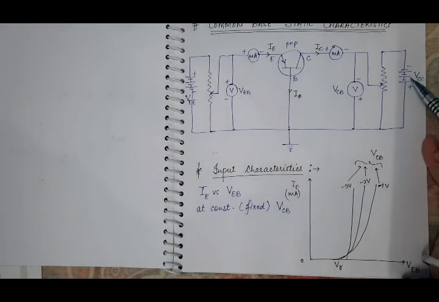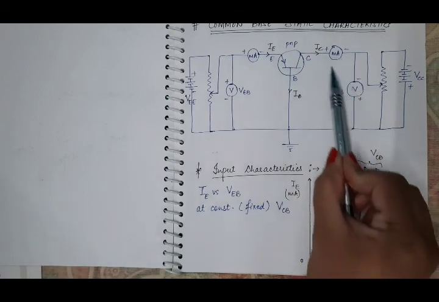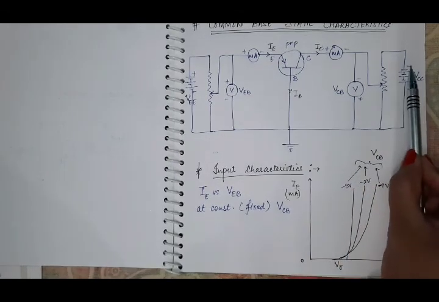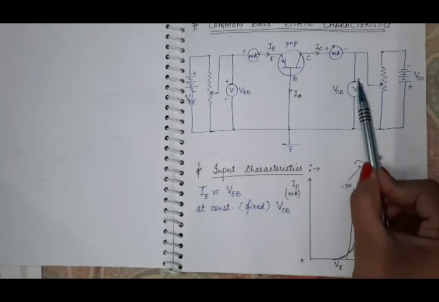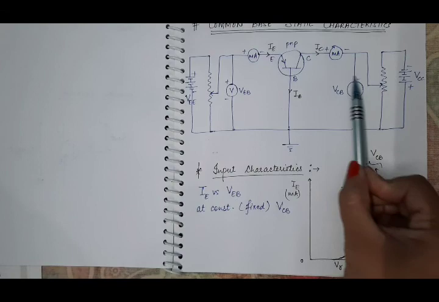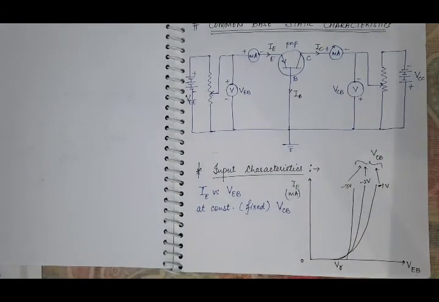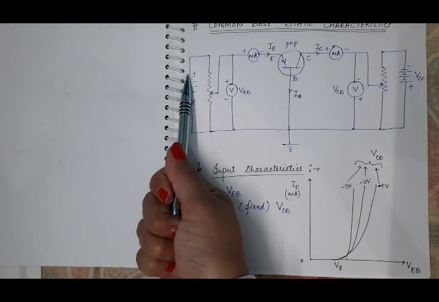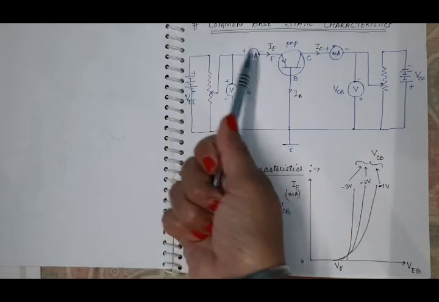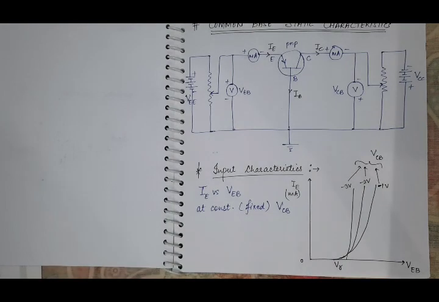And here, as we are reverse biasing the collector base junction, how will we connect the ammeter and voltmeter? This negative is connected to negative, and this negative is connected to this negative. So all the negative signs must be on the same side, and all the positive ones must be on the same side. Similarly here, if the positive terminal of the battery is connected to the emitter, then the positive of the voltmeter and positive of the ammeter must be on the same side. They must be connected to one another.